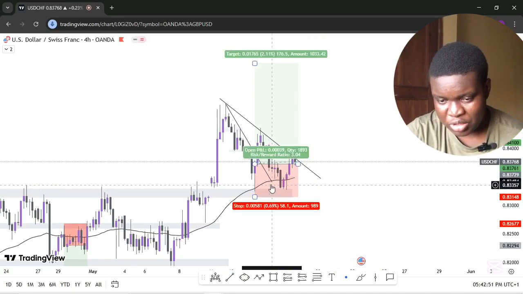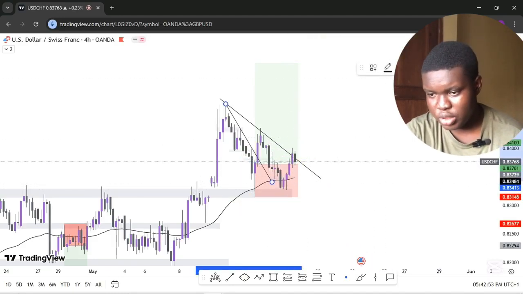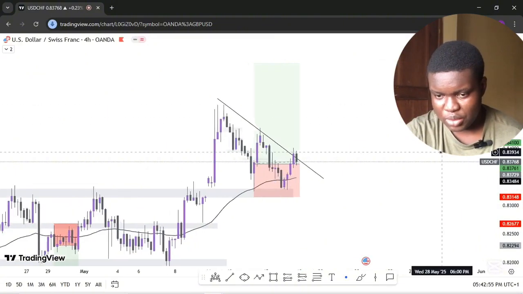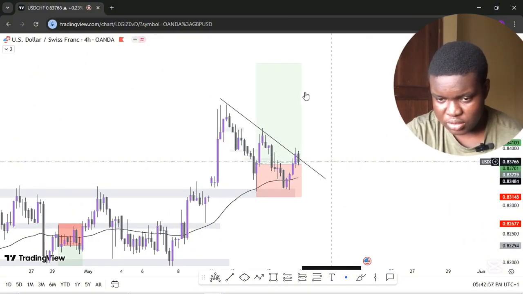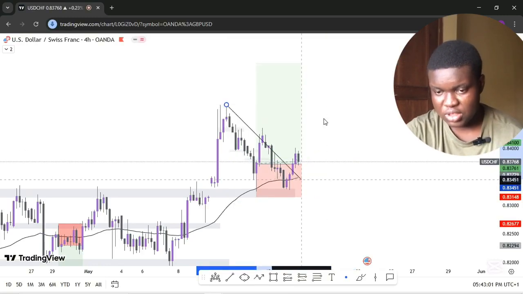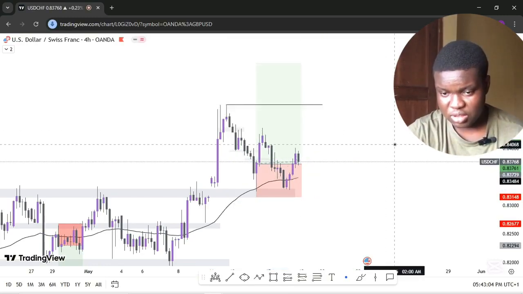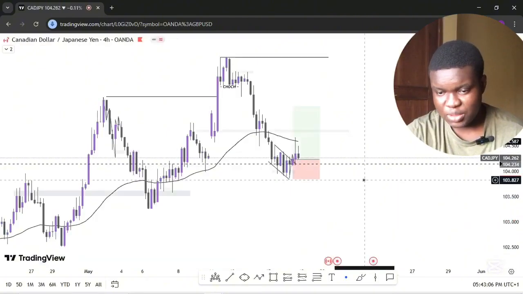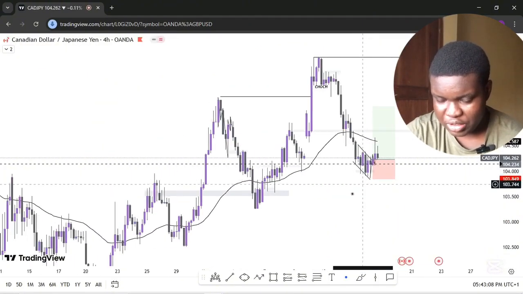So yeah, I'll do an update or do a separate breakdown on how this trade goes if I get stopped out or if I hit my take profits. So I'm in this trade from last week, like I just said. Next pair on our list is what? CAD JPY. Okay, I'm also in this CAD JPY trade.